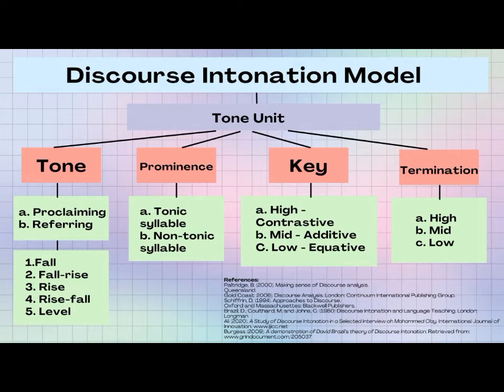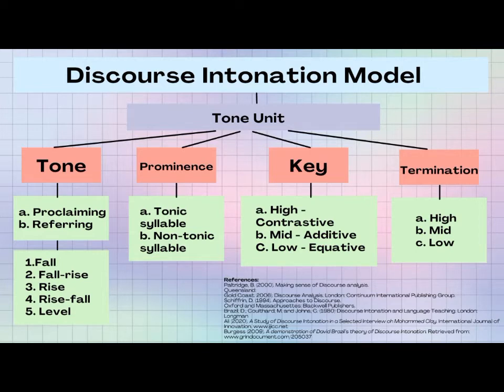So the tone system has two types: the proclaiming tone, which is used for information that is not shared yet, and the referring tones, which refer to information that is already known. Tone is followed by prominence, in which the most important syllable in a discourse, also known as our tonic syllable, is present. Third is the key, which has three levels: high, mid, and low keys.